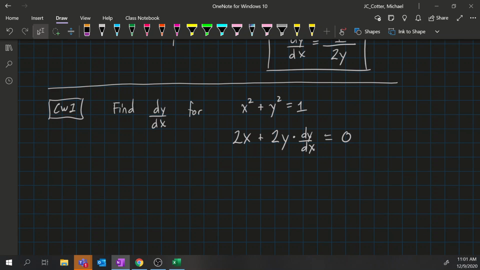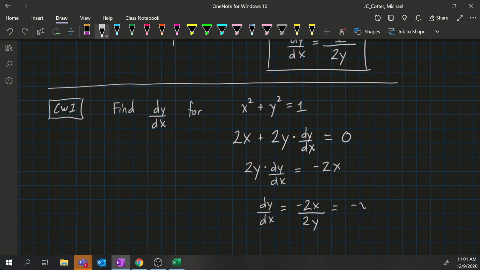Okay, so we have an expression now that includes dy dx, but now we have to solve for it. So I'm going to subtract the 2x from both sides. Then I'm going to divide by 2y. And then I can cancel the 2's, and I get negative x over y. So what that means is, if I want to know the derivative for an implicitly defined function, I need an x value and a y value.